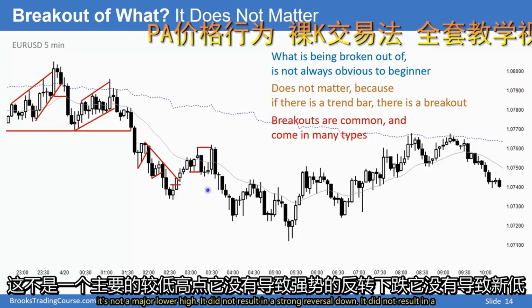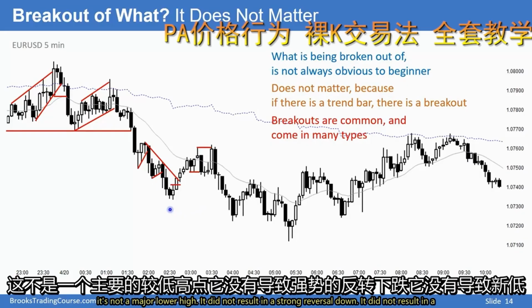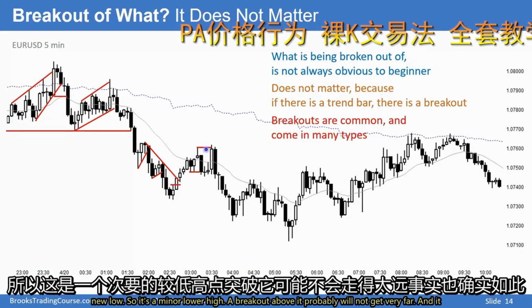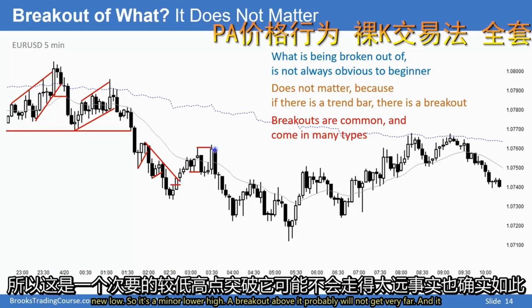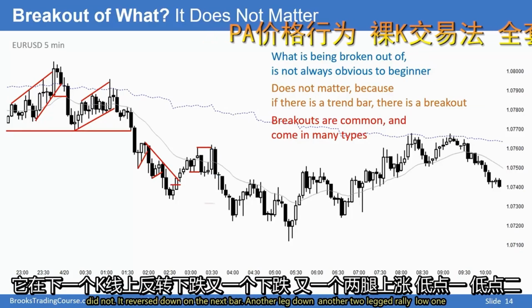It did not result in a strong reversal down. It did not result in a new low. So it's a minor lower high. A breakout above it probably will not get very far, and it did not. It reversed down on the next bar.